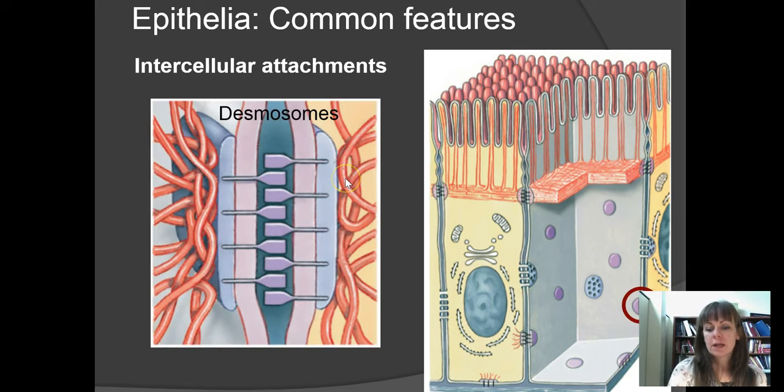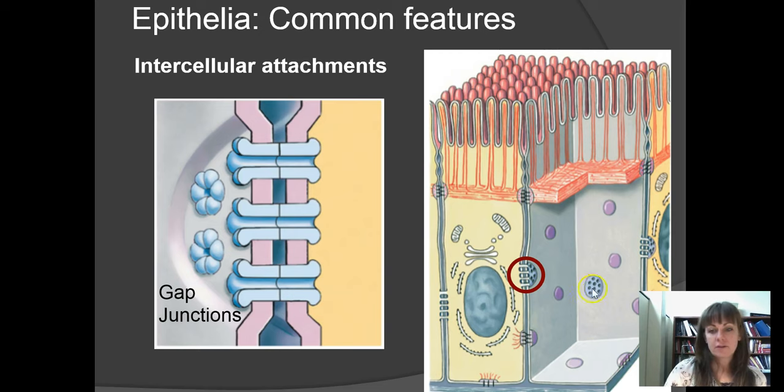So then the other one, well, and I guess I should say, ask yourself, where is this one located? You can think about what we just said for tight junctions, and that should help you with this one.